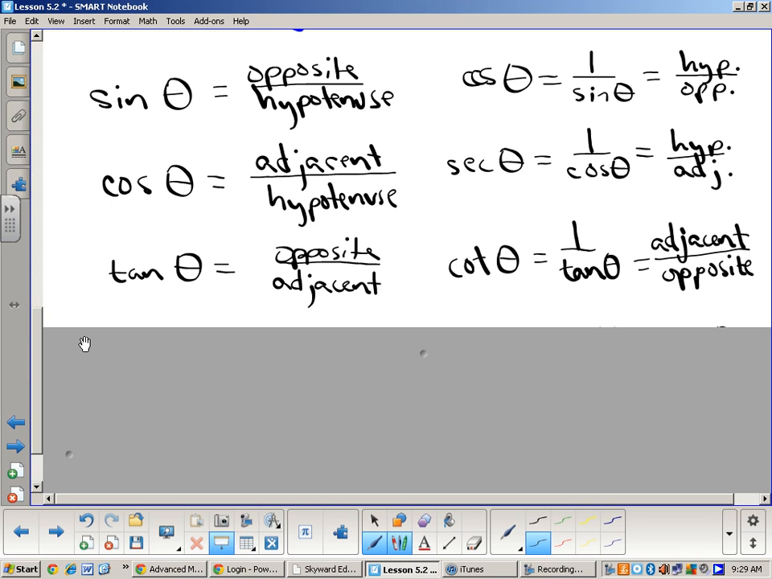Cosecant is the multiplicative inverse, or the reciprocal of sine. So cosecant is equal to 1 over sine. So that's hypotenuse over opposite side, opposite leg. Secant is the reciprocal of cosine. So it's equal to hypotenuse over adjacent. And cotangent is the reciprocal of tangent, and it's equal to adjacent over opposite.